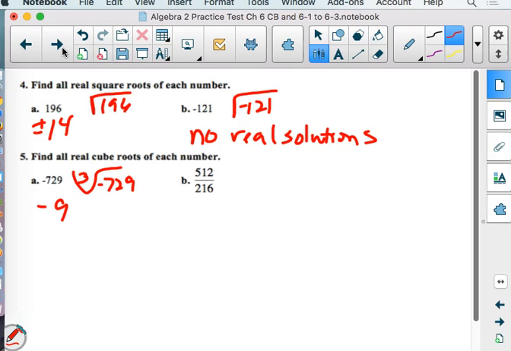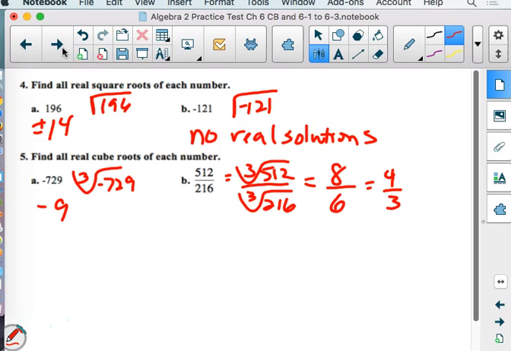512 over 216. If I were doing this one, I would split these two up, thinking, hey, the cube root of 512 has to be something nice. Math, number 4, 512 is 8. And the cube root of 216 is 6, but I want to make sure I punch all of this in so everybody can see all of that. And then I just reduce it.